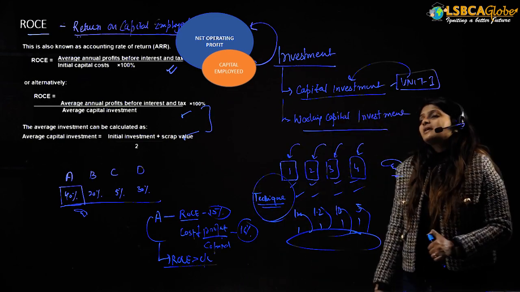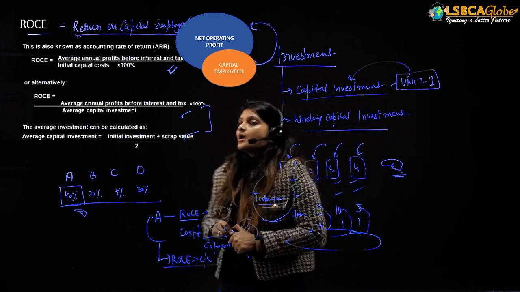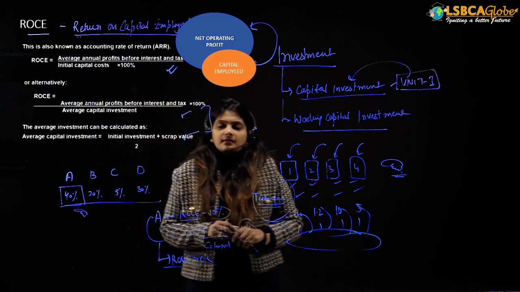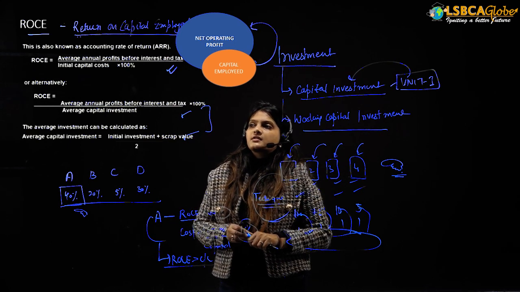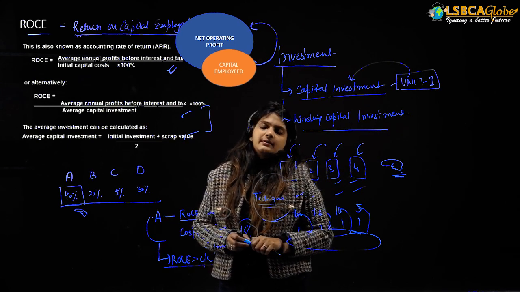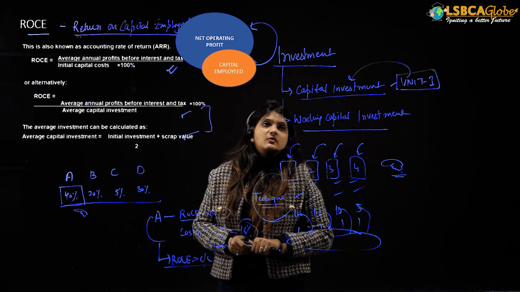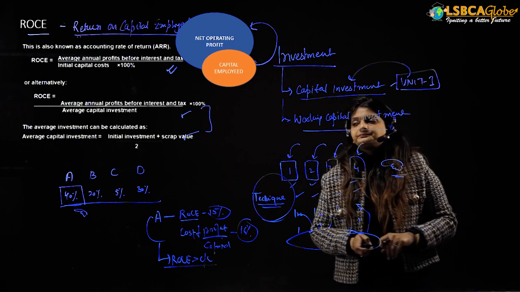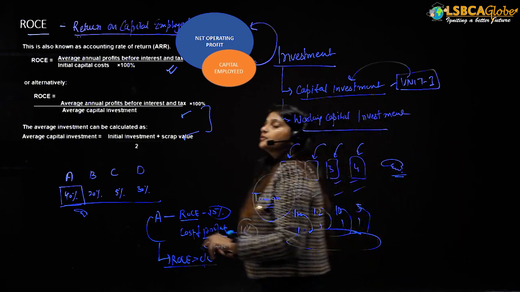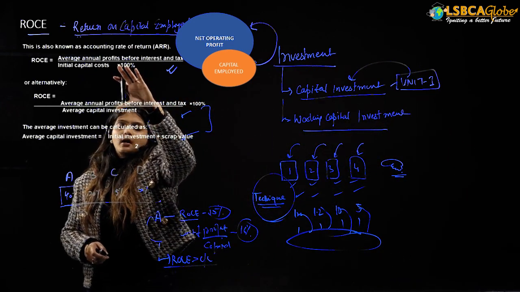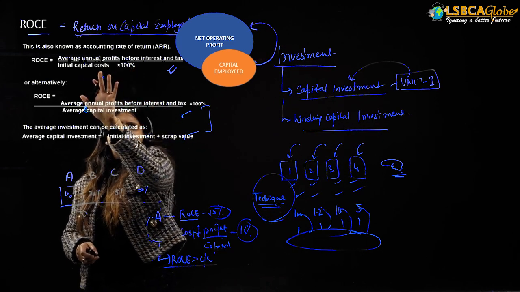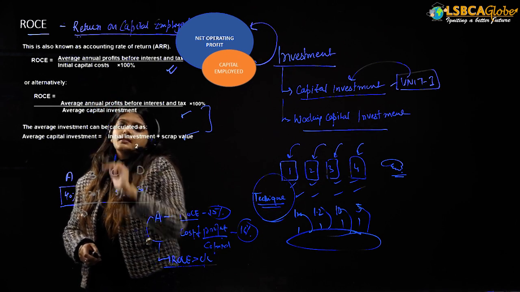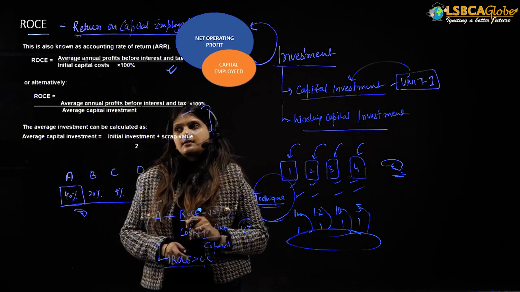ROC can be calculated using two methods. One is by taking average profits divided by initial investment. The next method is by taking average profits divided by average capital investment. Of course, we'll be talking about the calculation part later, but these are the two methods. The difference is that in the first scenario we are taking the initial investment, and in the second scenario we are taking the average investment.